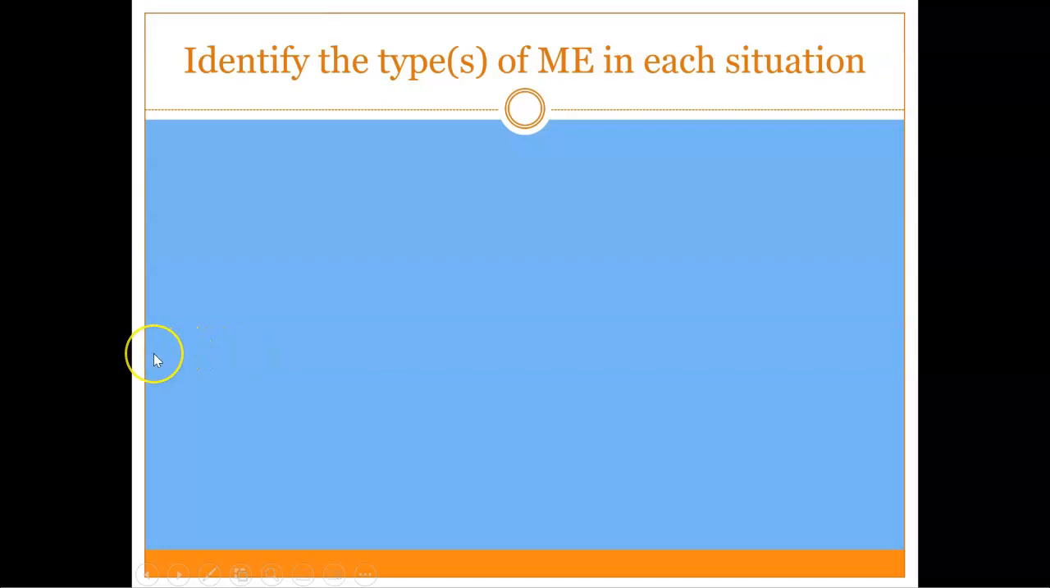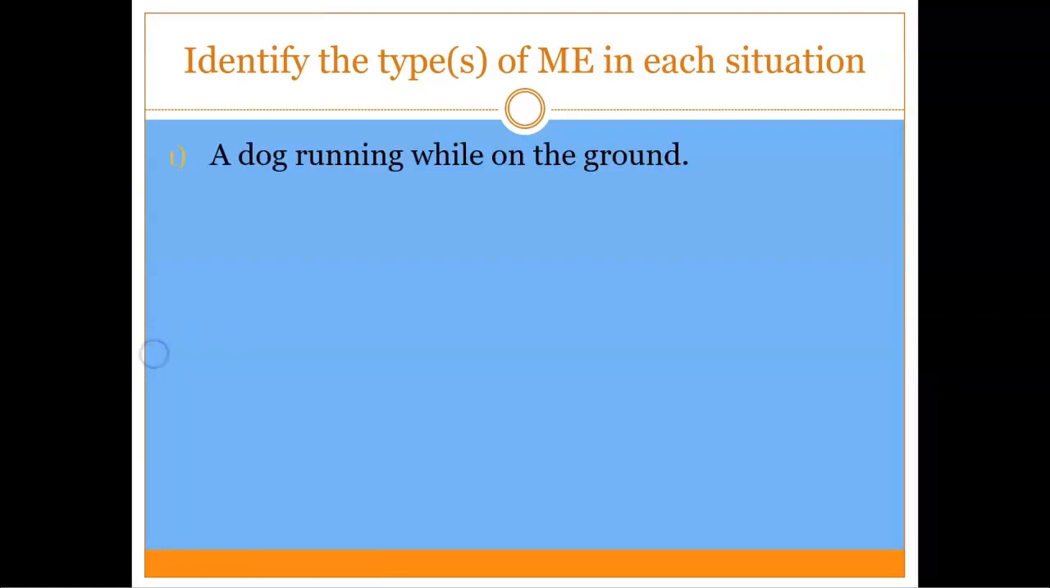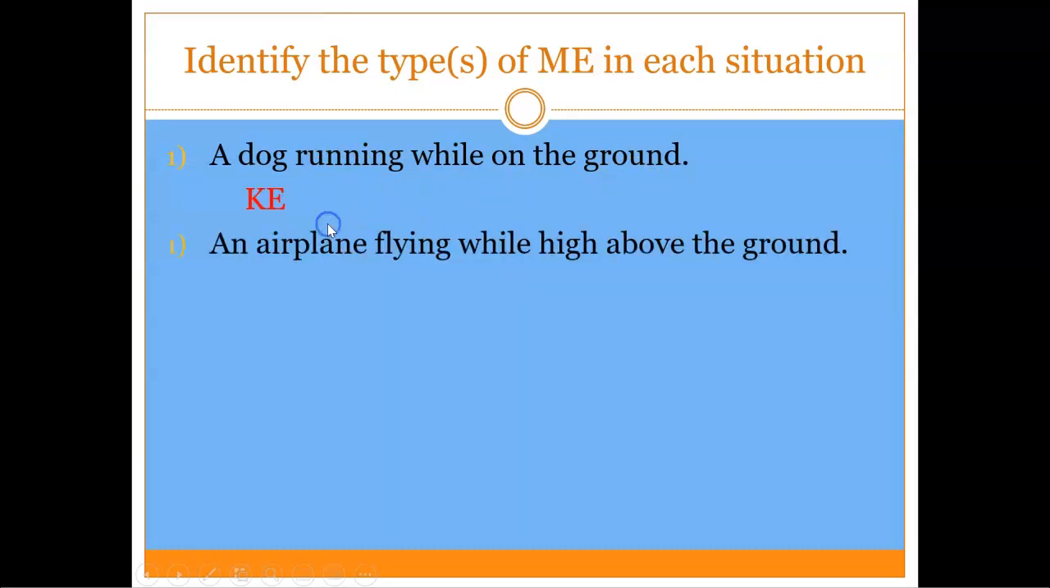All right, so let's go through some scenarios and try to figure out what kind of energy is in each situation. I'm going to go through these, so pause the video, think of the answer yourself, and see if you get it right. A dog runs on the ground. Since it's got no height and it's moving, it has just kinetic energy. An airplane is flying high above the ground. It's moving, so it has KE, but it's also above the ground. It has a height, so it has PE, gravity. I would say PE, gravity, not just PE.